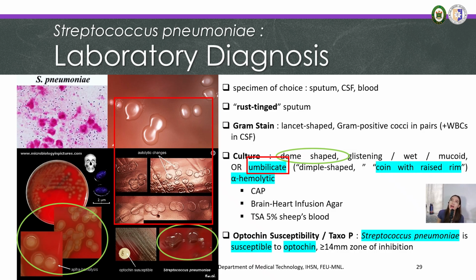So ayan po. Kanina nung pa-identify natin sa group A Streptococci, taxo A, 'di ba? Which antimicrobial is the component of taxo A? Bacitracin. Okay, which species is going to be identified kung nag-taxo A ka? Streptococcus pyogenes. Alright? Pero dito, in this case, nasa strep pneumoniae na po tayo. So, taxo P ang gagamitin natin. Which antimicrobial is used in taxo P? Optochin.